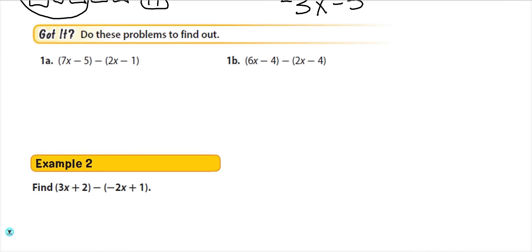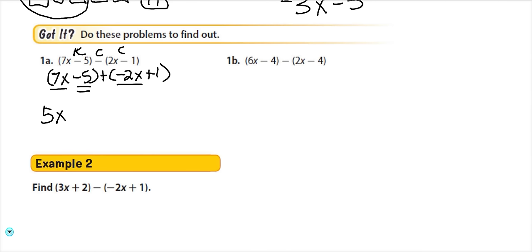And let's take a look at it. So we have 7x minus 5 minus 2x minus 1. What we're going to do is keep, change. So that becomes 7x minus 5 plus, and then negative 2x plus 1. 7 plus negative 2 makes 5x. Negative 5 plus 1 makes negative 4. So the answer is 5x minus 4.